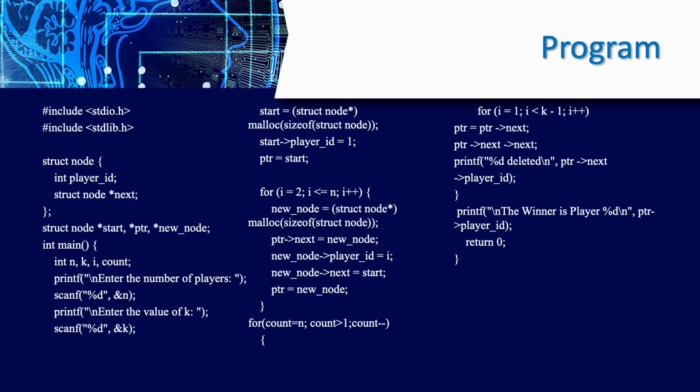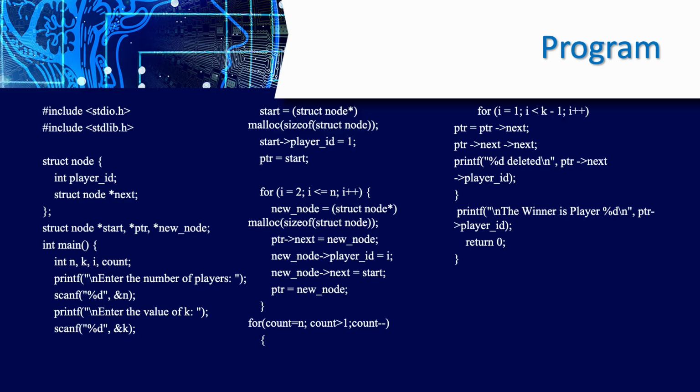First we need to allocate memory using the syntax struct node, malloc function, size of struct node. After the memory is allocated, we assign the node name start, because we are going to start from player 1. Start of player ID equal to 1, because the first field is called player ID. And finally ptr equal to start, so the pointer points to player 1.